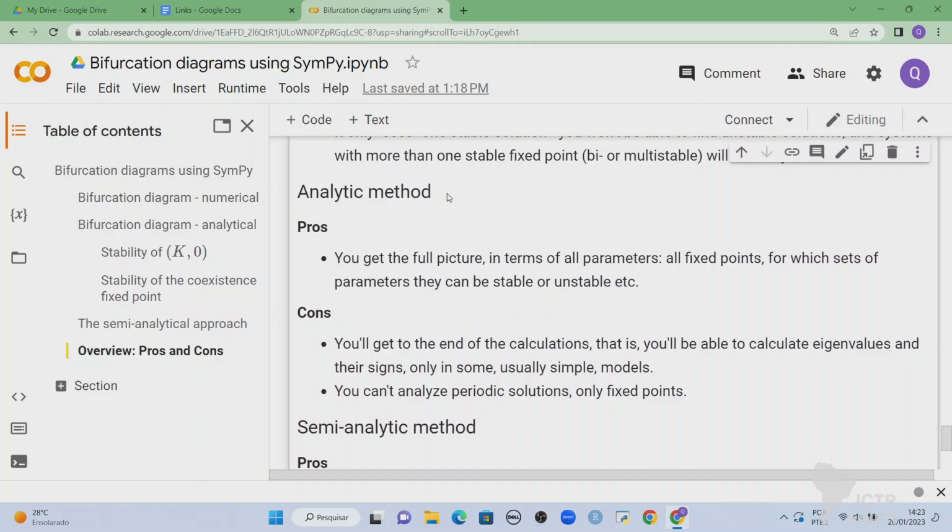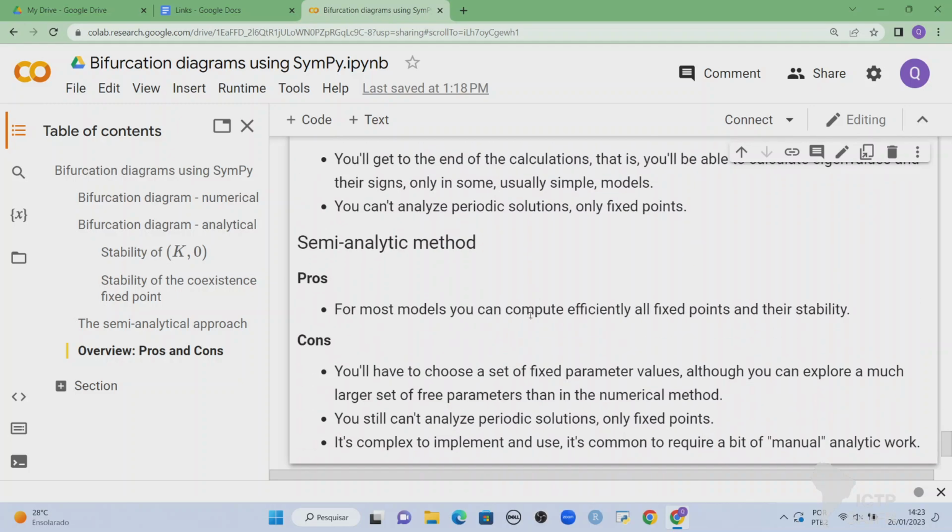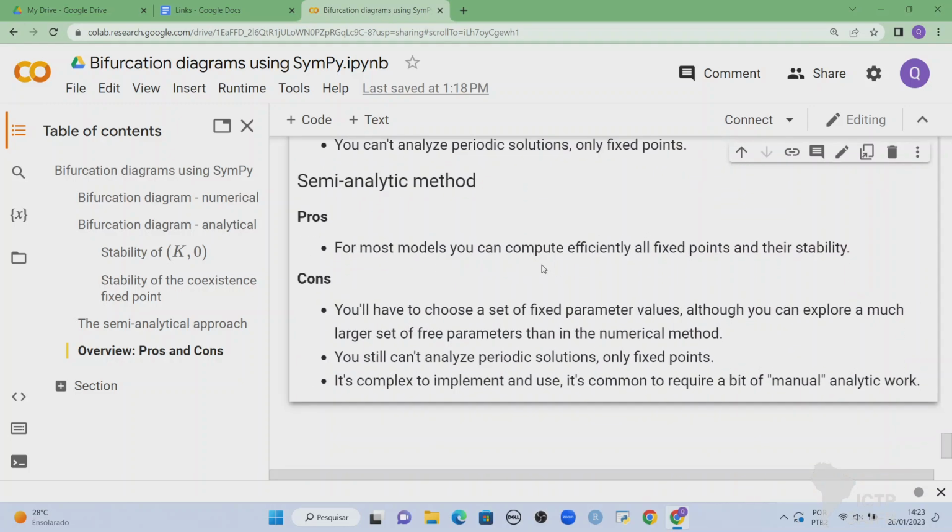And if you don't carry the calculations until the end, you have the semi-analytic method, that you can compute efficiently for pretty much any parameter set, but it still has this issue that you can't analyze periodic solutions, right? Only fixed points. But then it's very complicated, so it's complex to implement if you're not familiar with the calculations on pen and paper. Doing this with SymPy will not make it a whole lot simpler, because you have to look at the expressions and get more or less what is going on, right?